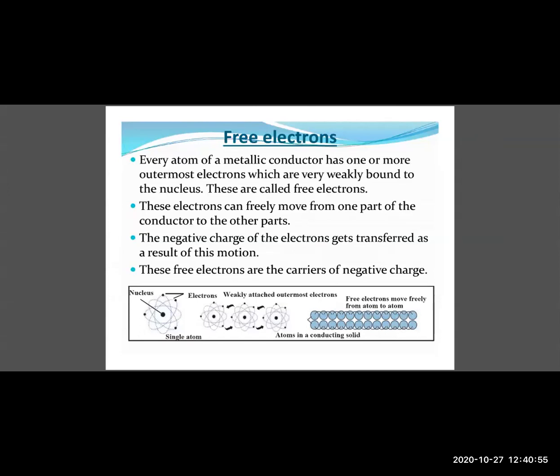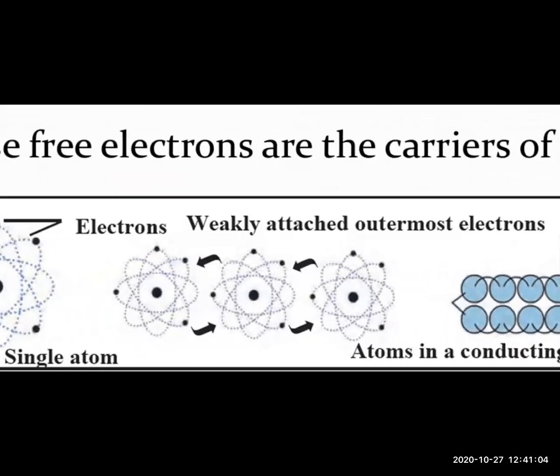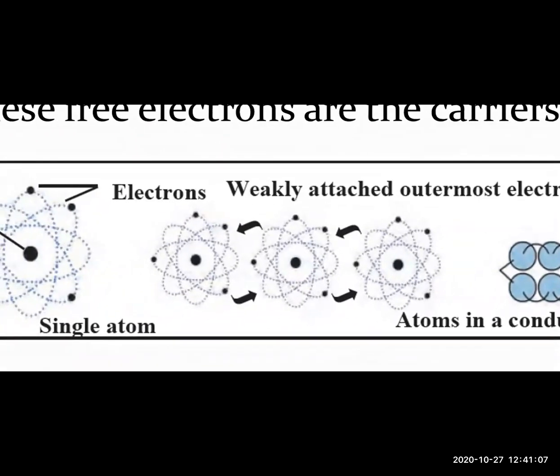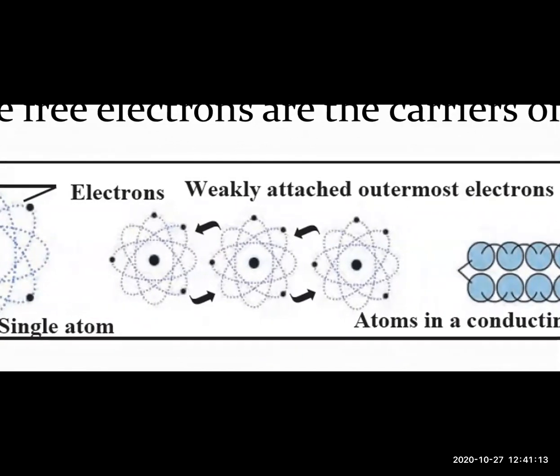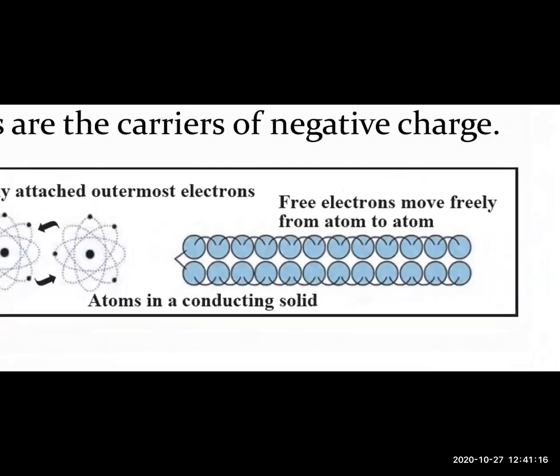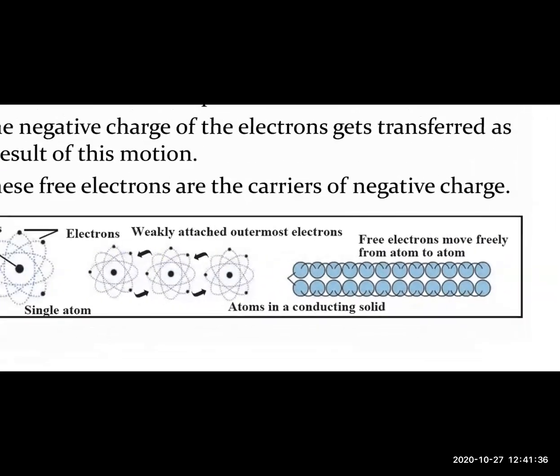Now these electrons can freely move from one part of the conductor to the other parts. If you can see there are neighboring atoms here, and these neighboring atoms can transfer those weakly held outermost electrons. And these electrons can move around. So if you have millions of these atoms, these free electrons can move freely from one atom to another atom, and that is how electricity is conducted. If you apply a potential difference across this set of atoms, what will happen? The electrons will flow in a given direction, and hence the electricity will be conducted.